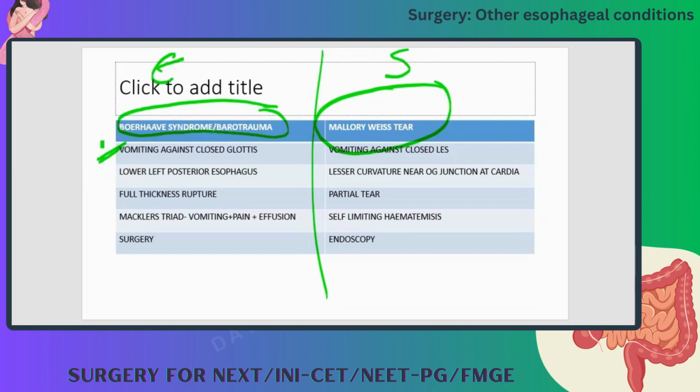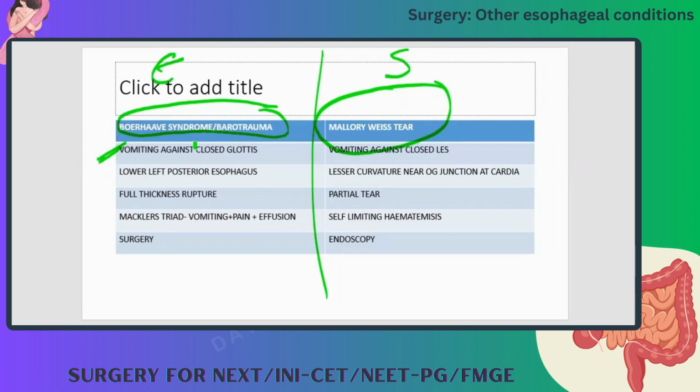Retching. See, suppose there is a tube. If he is vomiting, but you are not allowing the tube to open, that is, you are closing the glottis, what will happen inside? What will happen to the pressure inside? High pressure. Because of this high pressure, there will be a small giveaway. This is known as barotrauma. Boerhaave syndrome is nothing but barotrauma.